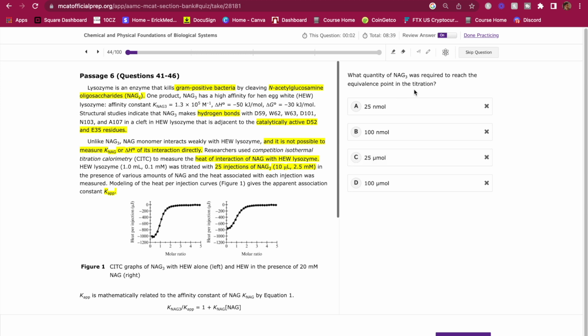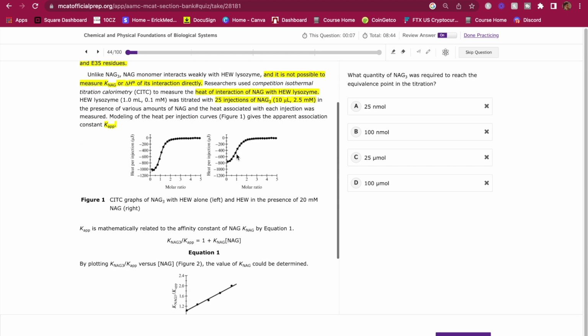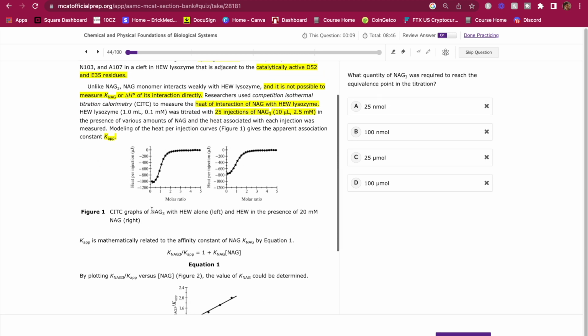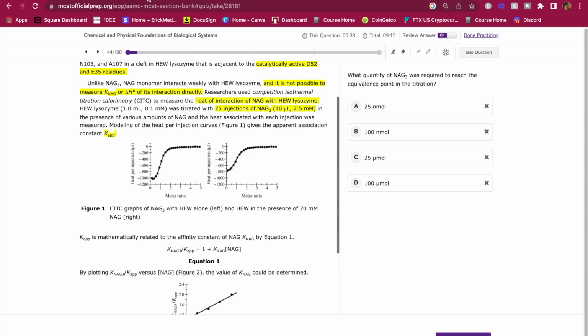What quantity of NAG3 was required to reach the equivalence point in the titration? Okay, pretty simple here. Equivalence point for NAG3 is the one on the left. So this is a 1-to-1 molar ratio of lysozyme with NAG3. In order to do this, they're asking for moles here, so we have to convert this into moles. And whatever that is in moles is going to be equal to NAG3. Does that make sense? I'll do it out right here.